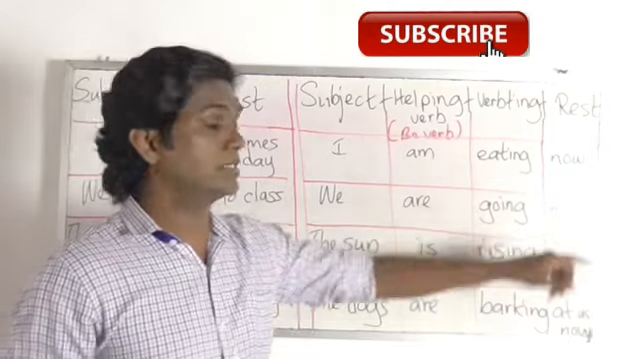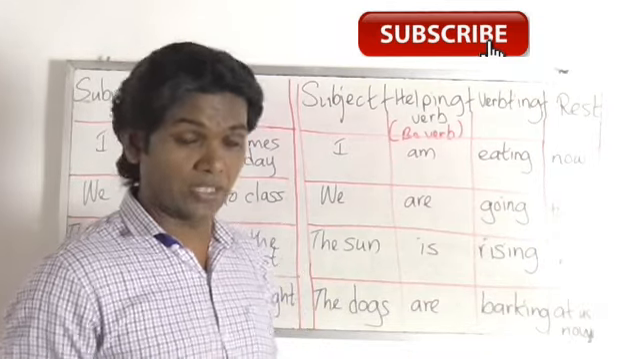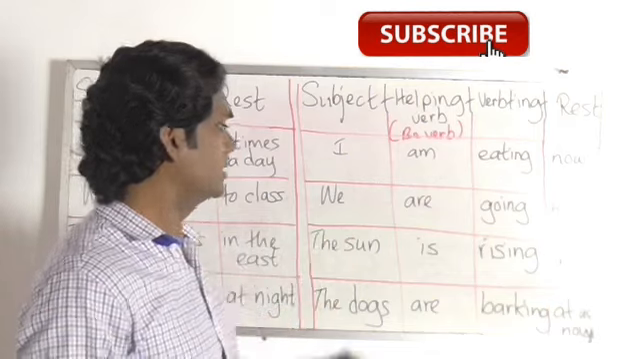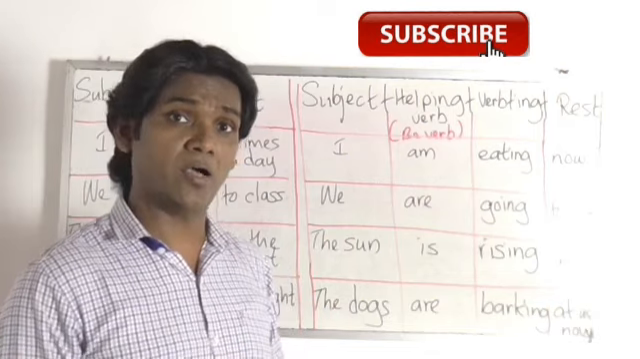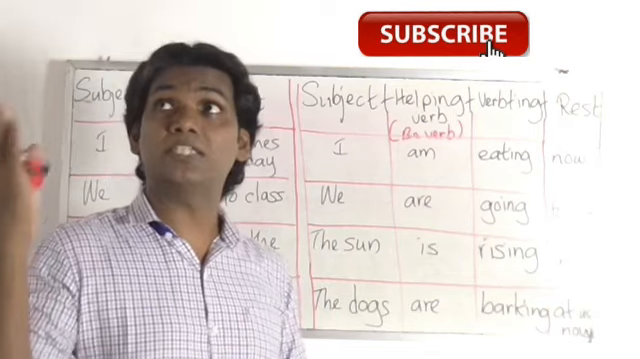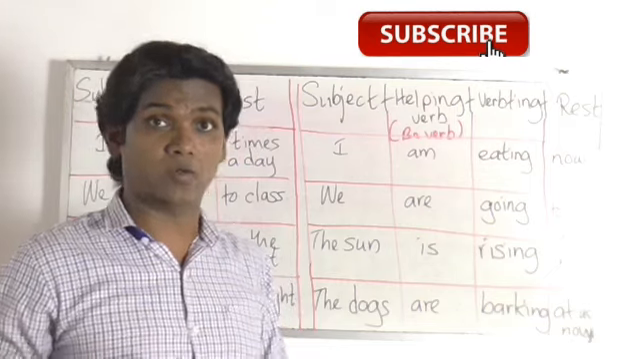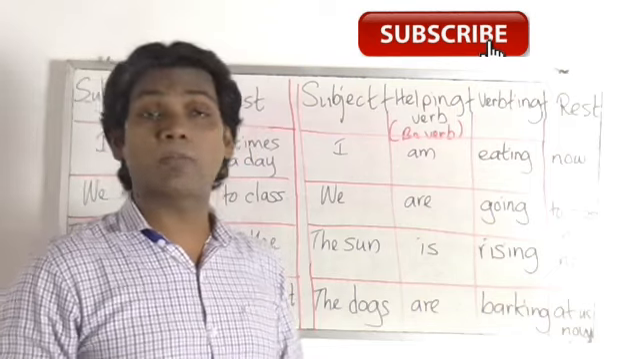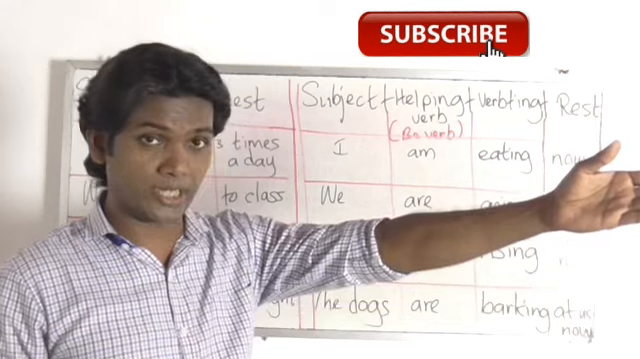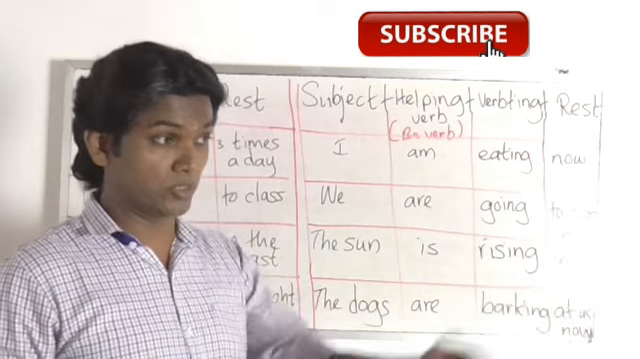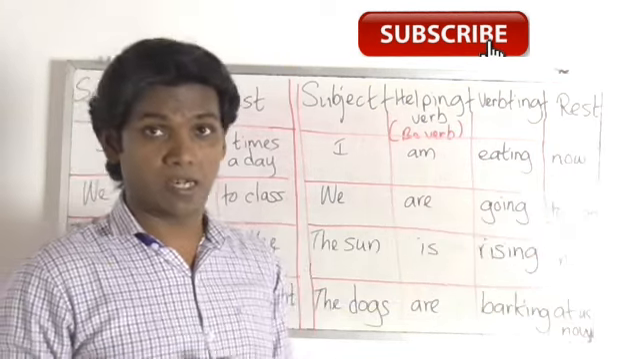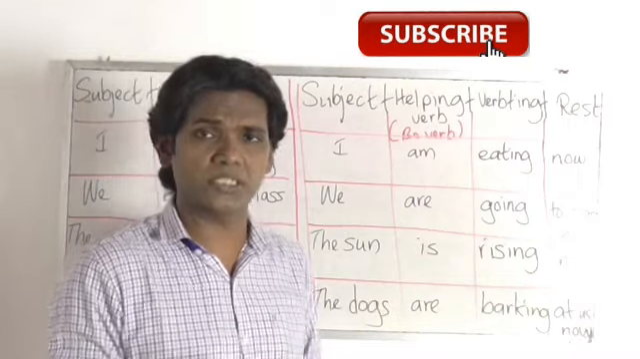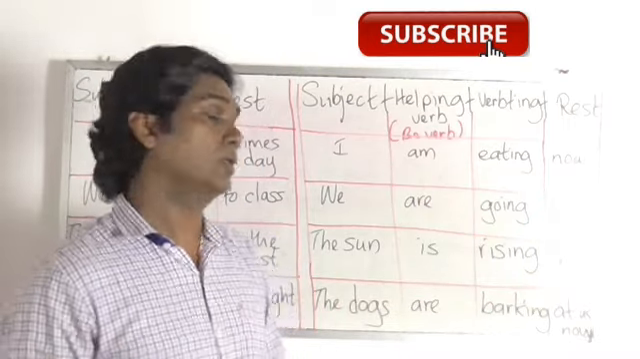We are going to class now. The sun is rising now. In the morning we can say the sun is rising. It's happening right now. The dogs are barking at us now. This is simple. Present continuous means which is happening right now.